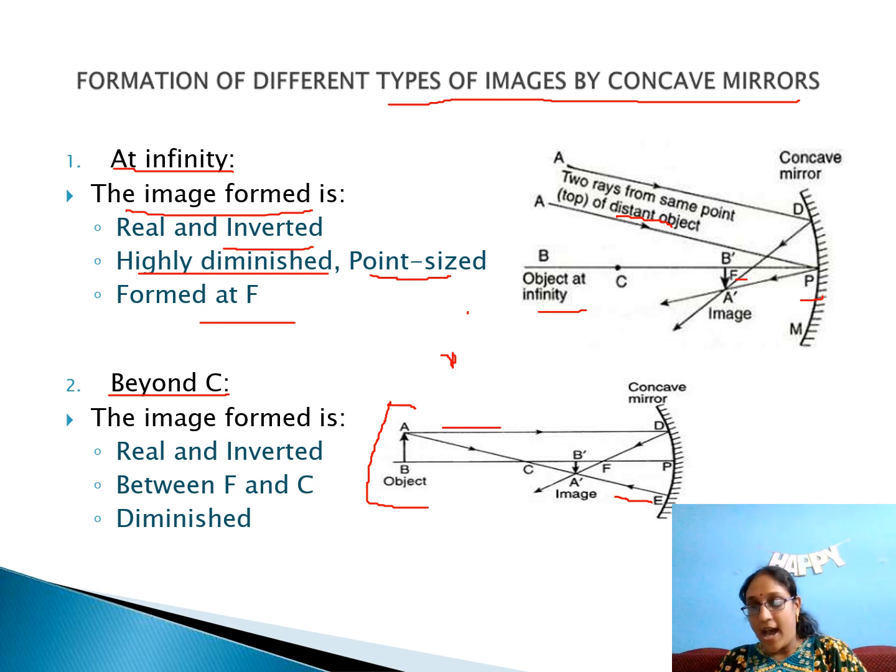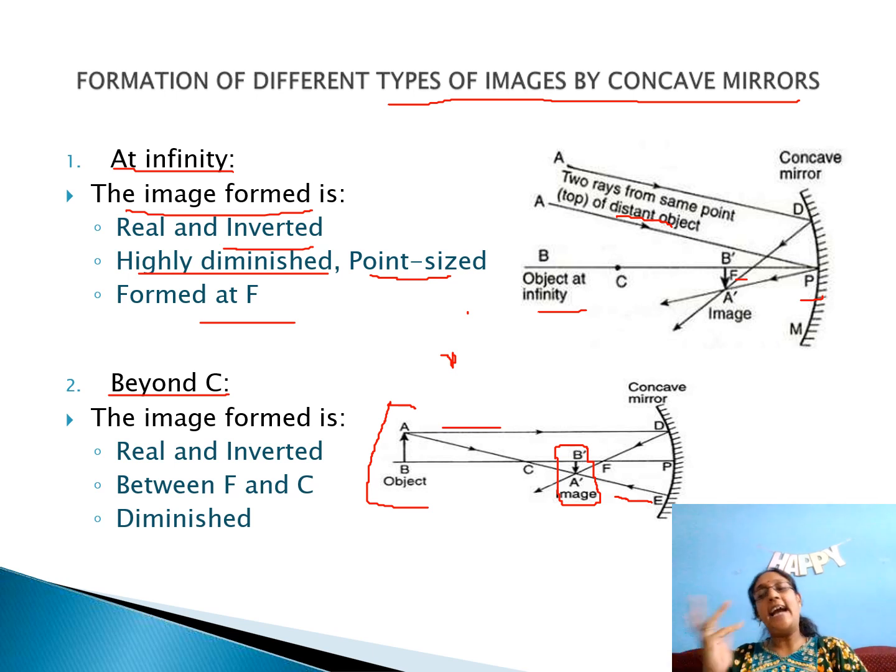This one is passing through the center of curvature, and whenever a ray passes through the center of curvature, it retraces its path. Okay, you get the image over here. So the image is actually formed in between the center of curvature and focus. So whenever you keep an object behind the center of curvature, you get the image in between the center of curvature and focus. So it is very simple.